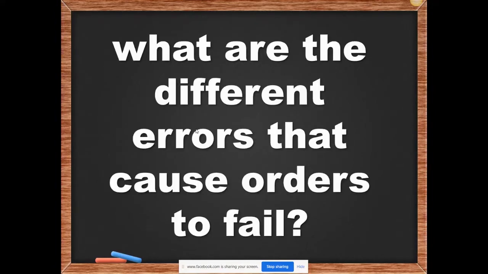Okay, so what are the different errors that cause orders to fail? As I mentioned, everything is automated in SaleFreaks, okay? But there is a certain percentage, a small percentage, if everything is running as it should, of orders that just fail and don't get placed automatically, and we need to figure out why, and we need to decide what to do with it. So let's first understand what causes orders to fail in the first place.